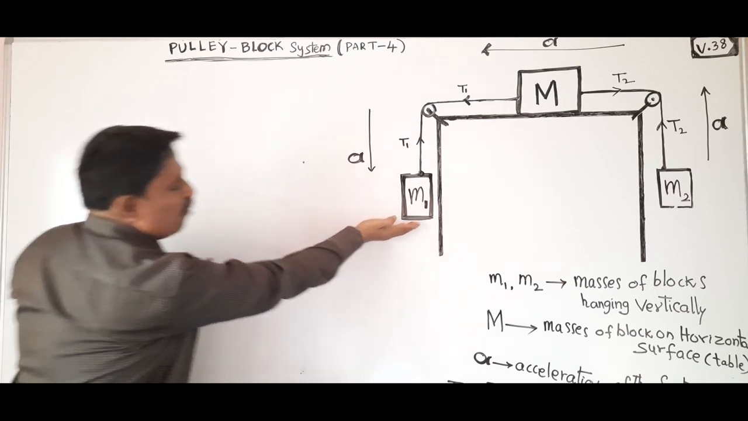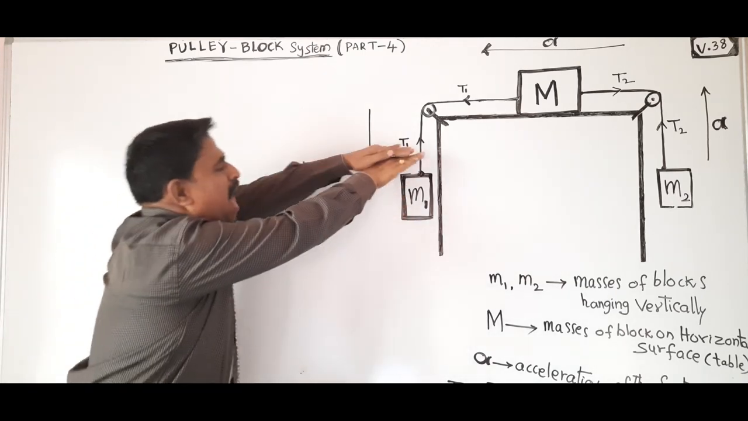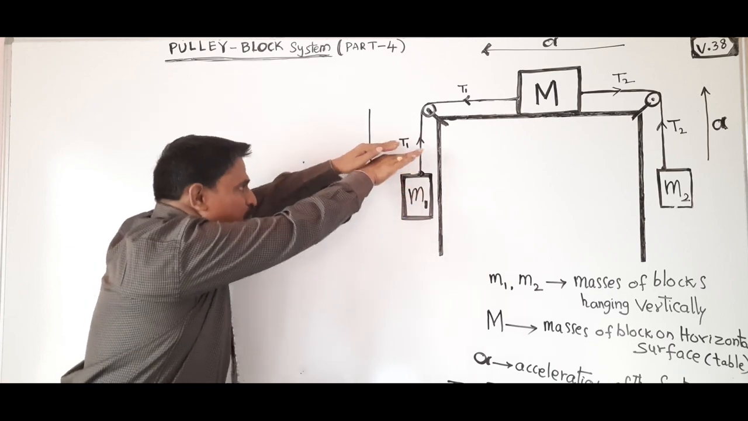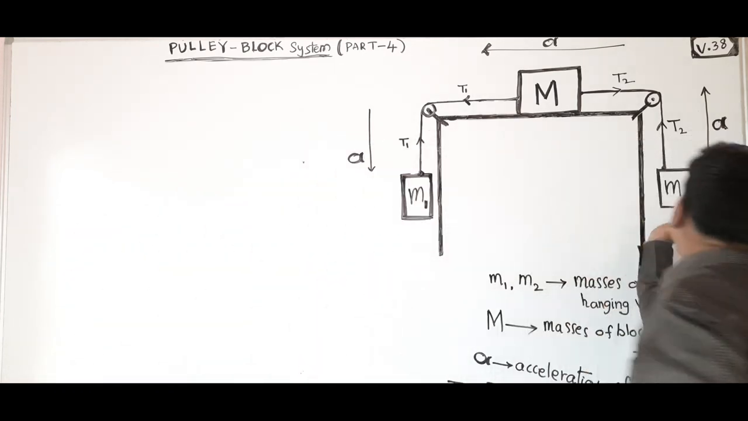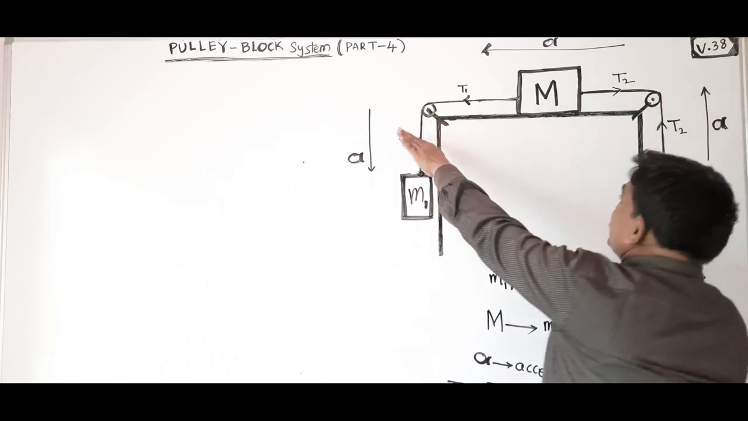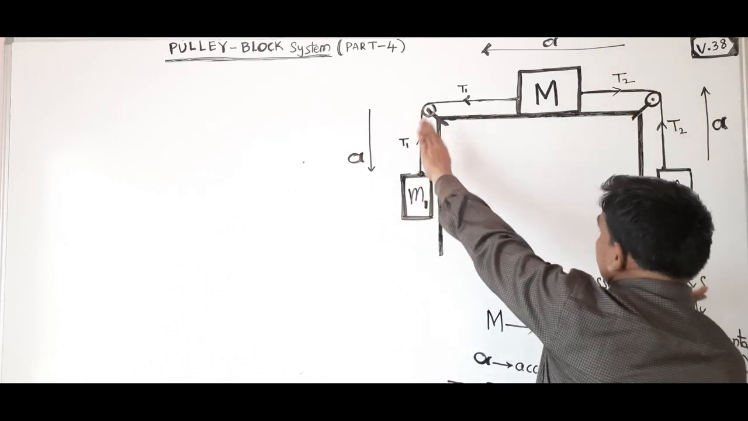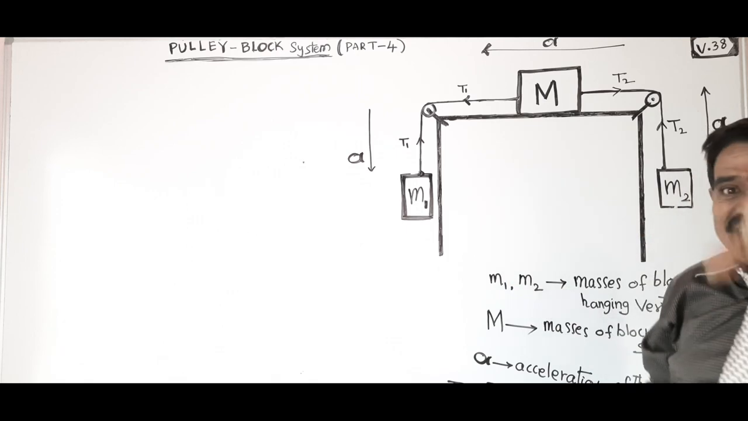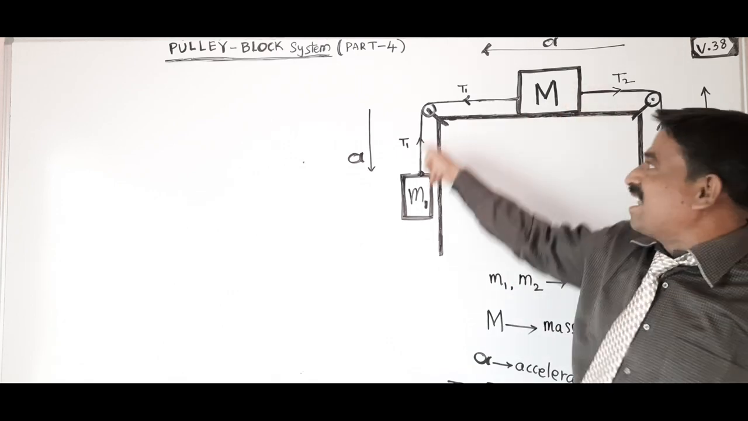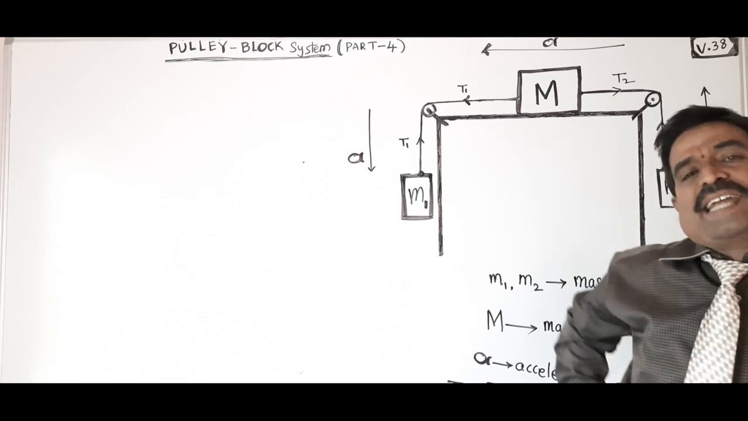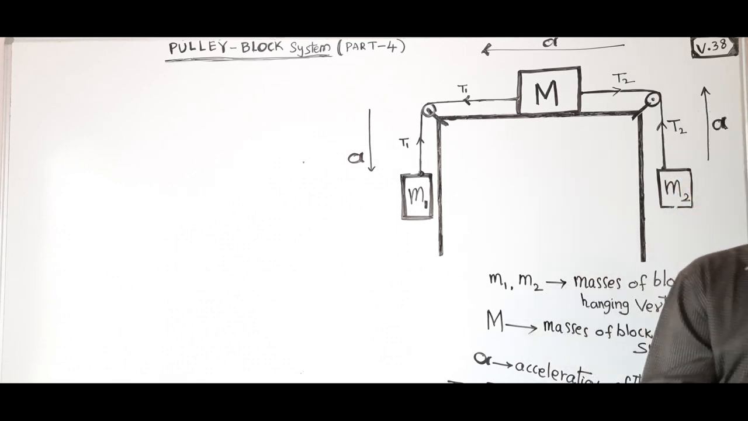When I remove my hand, this block moves downward. At the same time, this block moves up with the same acceleration. Here is the acceleration of the system.